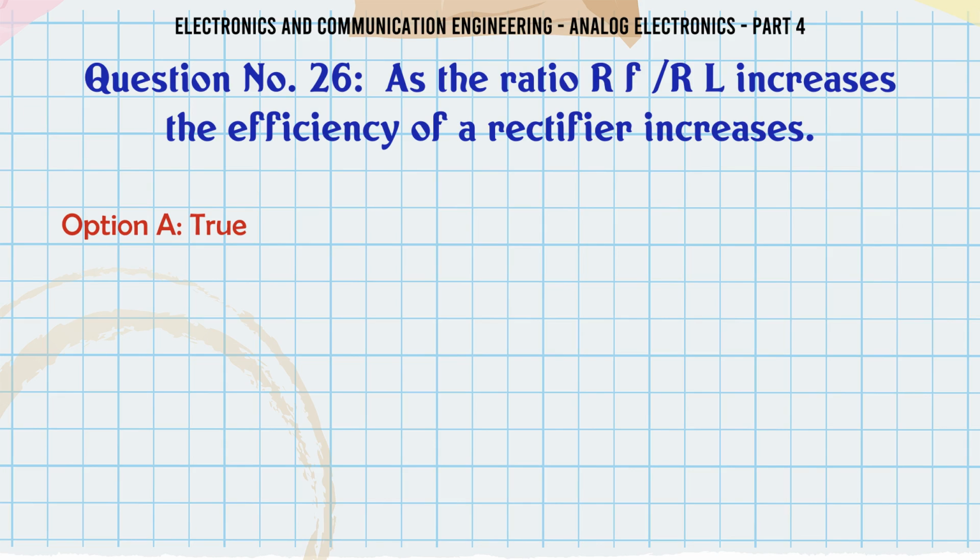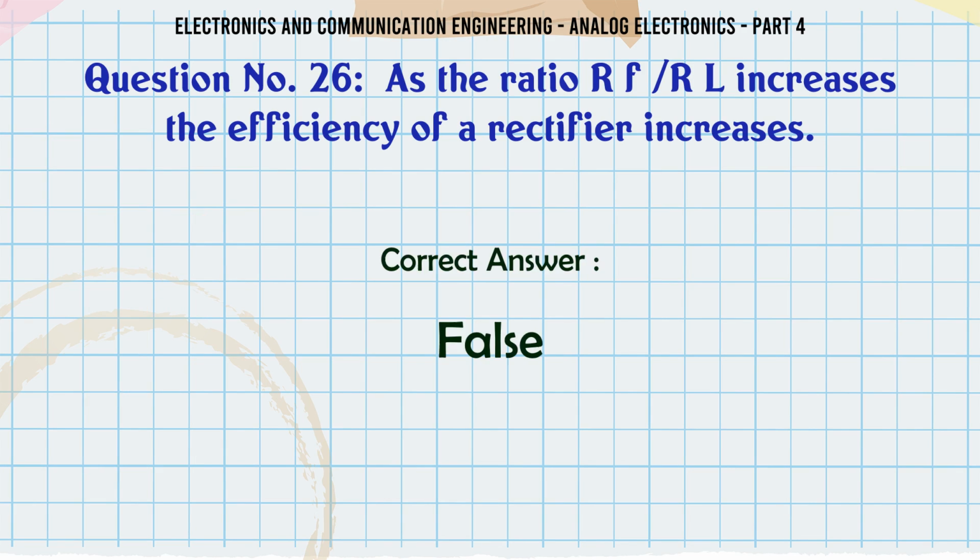As the ratio RF to RL increases, the efficiency of a rectifier increases. A) True, B) False. The correct answer is false.